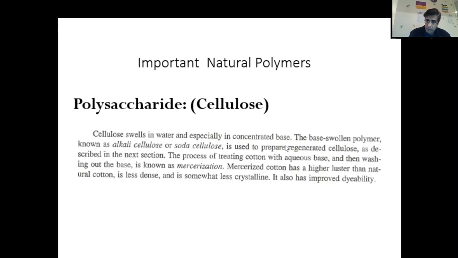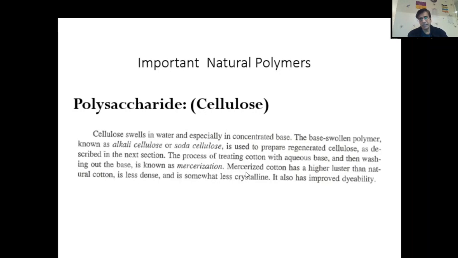When you want to prepare a regenerated cellulose, first you have to take the cellulose and dissolve it in alkali, sodium hydroxide or potassium hydroxide, then some other steps, then you get the regenerated cellulose. But before that, if you have this alkali-treated cellulose, and then you wash out this alkali, then this process is called mercerization.